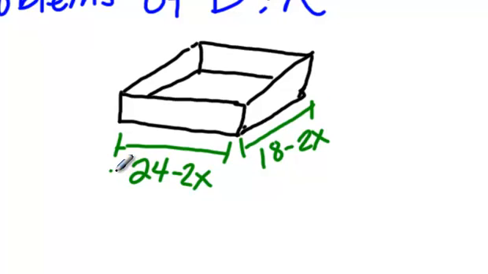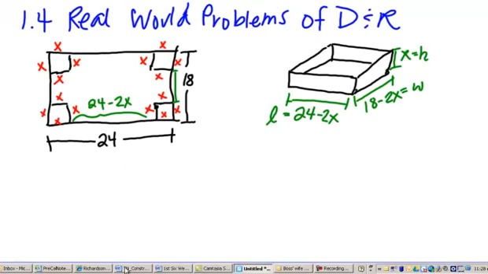So that's my length, my width, and then our height is actually pretty simple. Because if we're folding it up, what must our height be? If you said x, then you are correct. So that is our h. Okay? Now the whole point of this is I'm going to ask you, what is the volume of the box given?